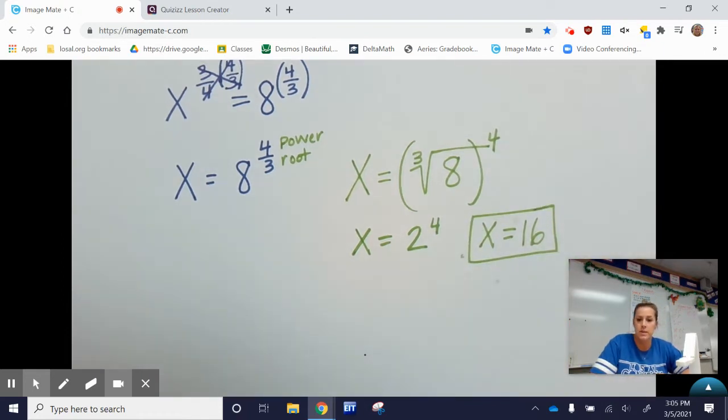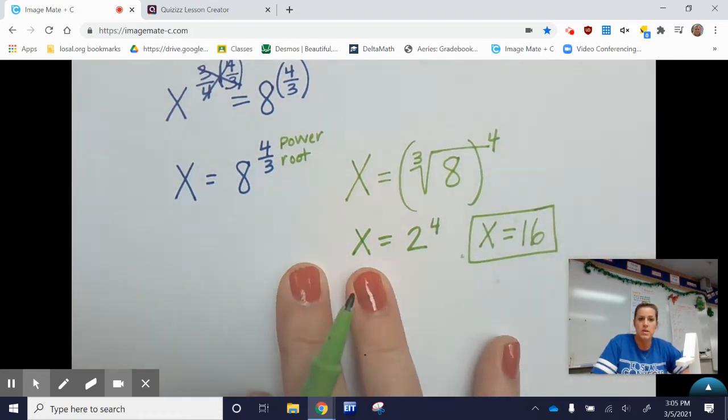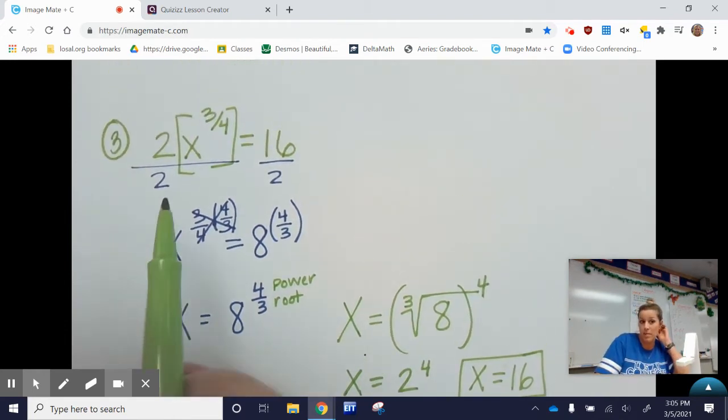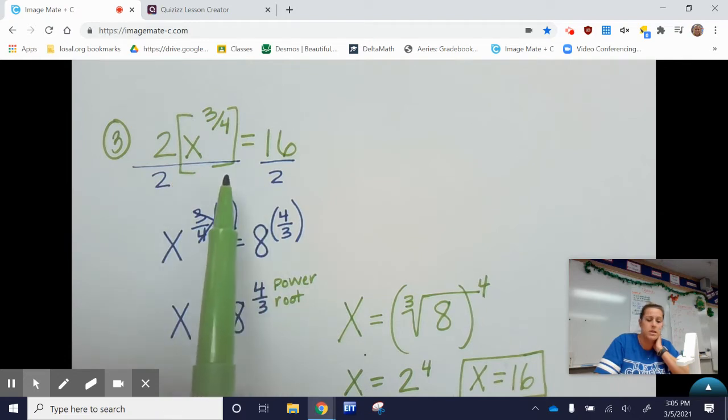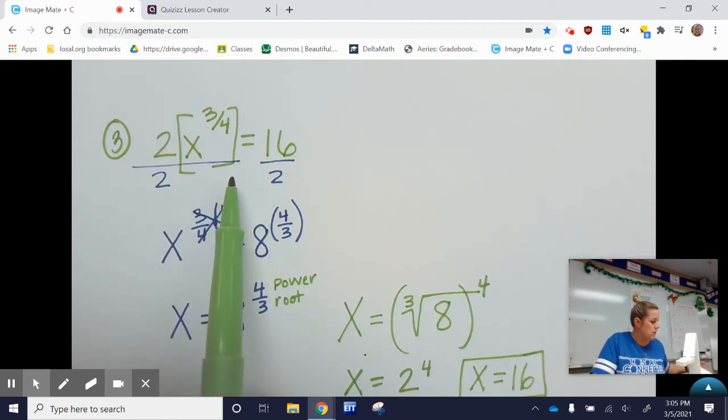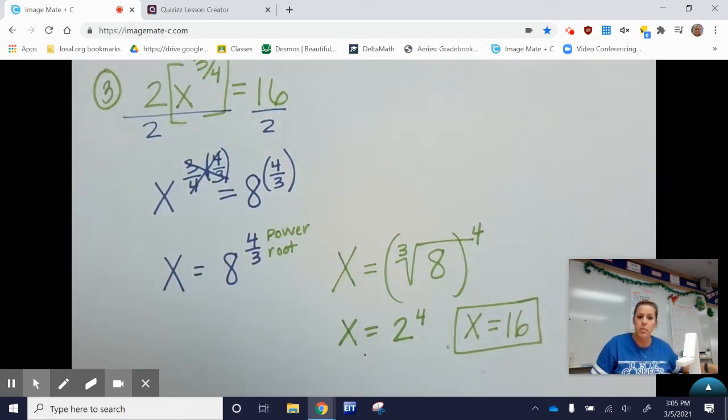So x equals 16. Okay, so anytime you don't have a radical and you only have an exponent is when you're going to do something like this. And I think this might be on one of your homework pages tonight. So there you go. I just did a homework problem for you.